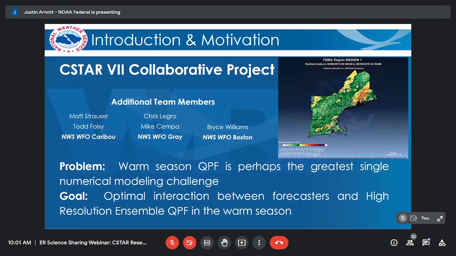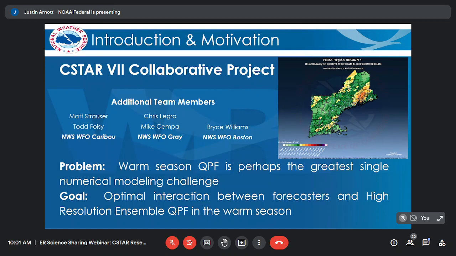I want to start by saying that this was not just work that Rodney and I did. This is essentially a COVID project. CSTAR 7 kind of spun up, and I think, Rodney, we had our first team meeting sometime in February of 2020. And so we all know what happened shortly after that. But this is a team effort between 3 offices, Boston, Caribou, and Gray. And I've listed the other team members here who've contributed.